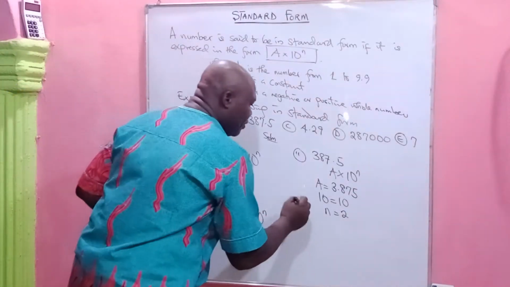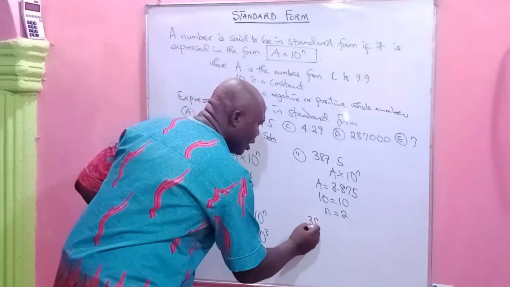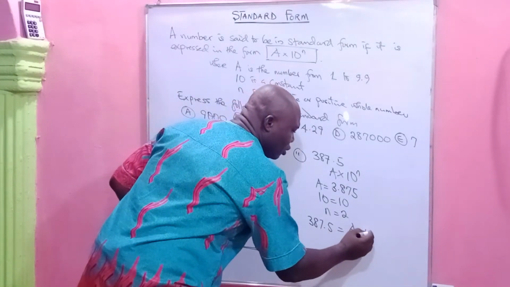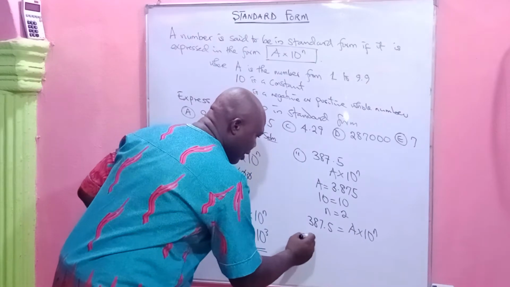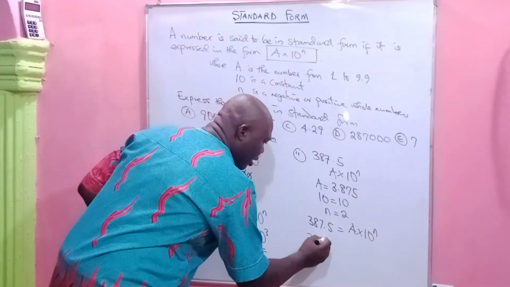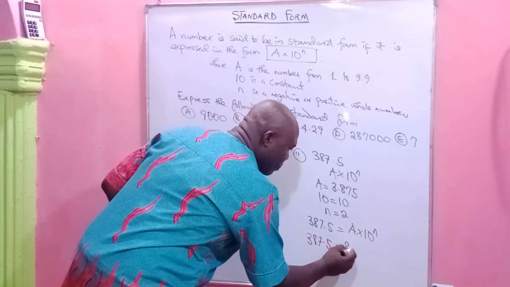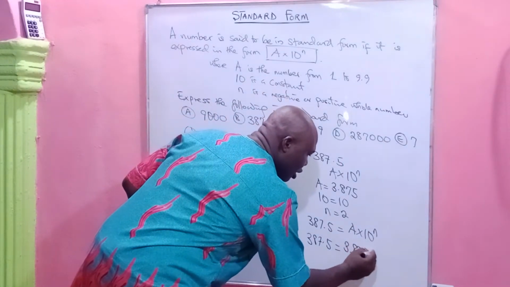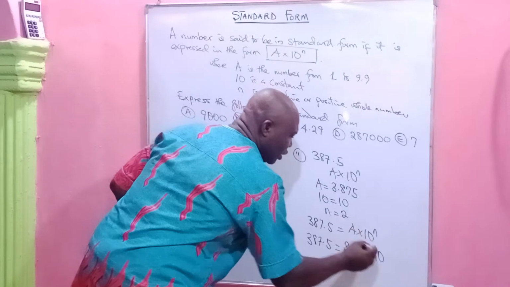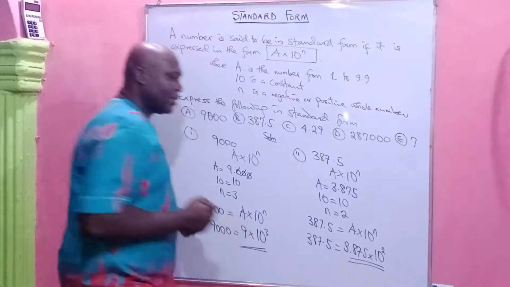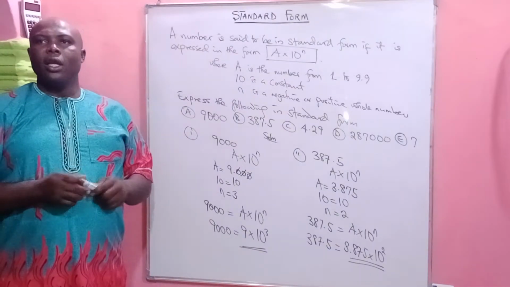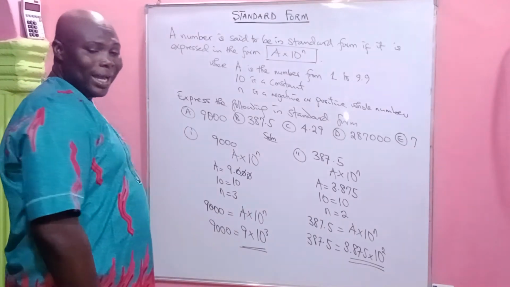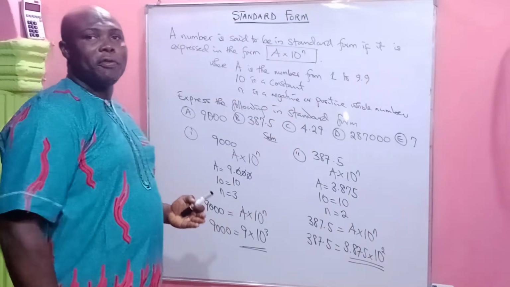So it means that if you are to express 387.5 to the form a times 10 raised to power n, it will simply be 387.5 equals 3.875 times 10 raised to power n, which is 2. So we've been able to express that in standard form. It's so simple. All right, so we'll take the third one. We want to express in standard form the third one.